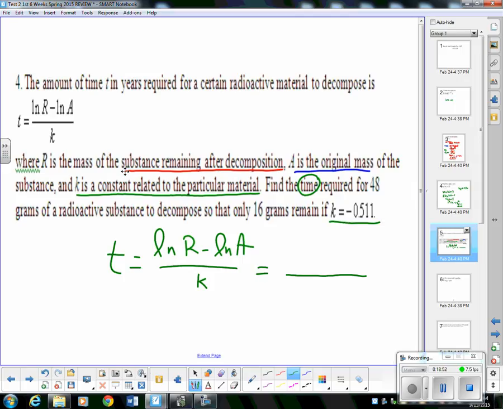It tells you K equals negative 0.511. That's pretty straightforward. Not a big problem. Now we need to know what R and A are going to be. Well, remember, R is the substance remaining, A is the original mass.